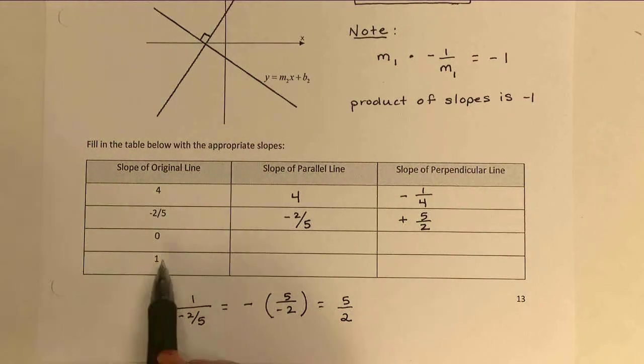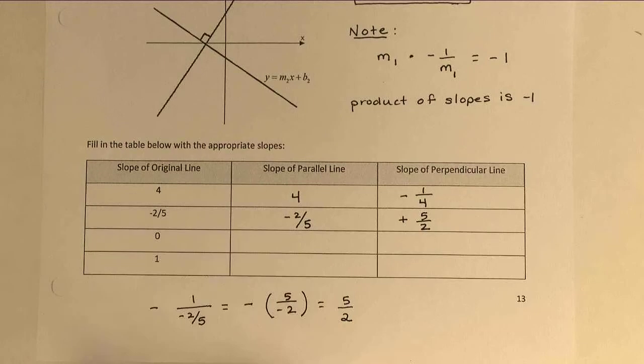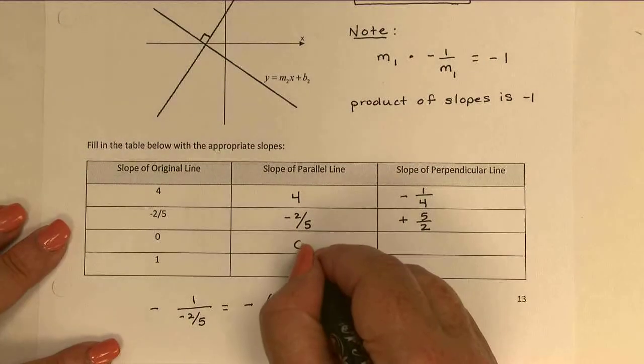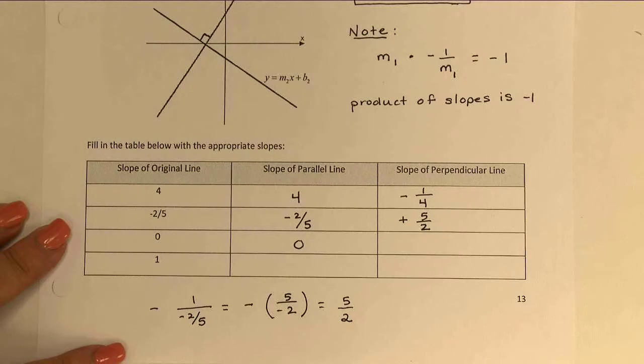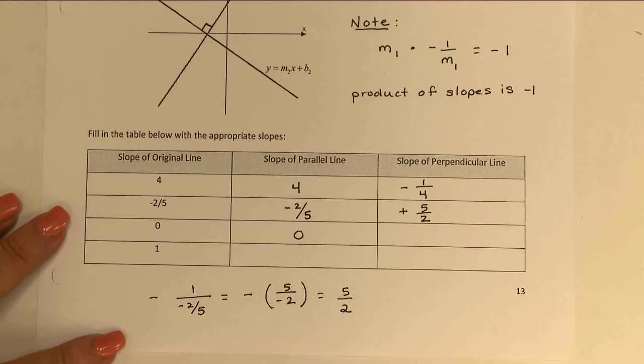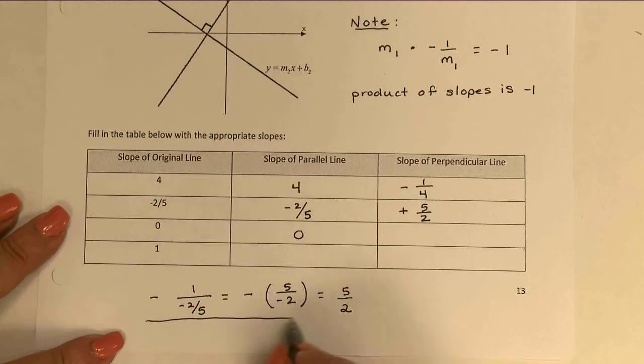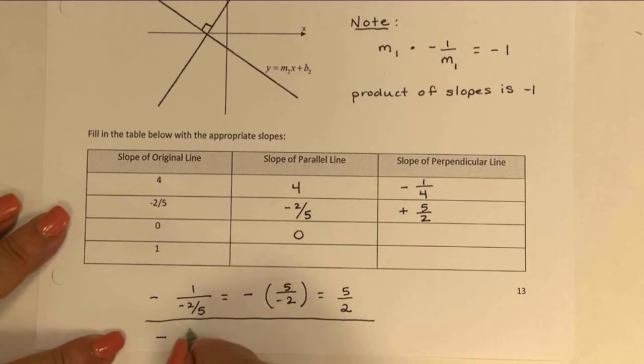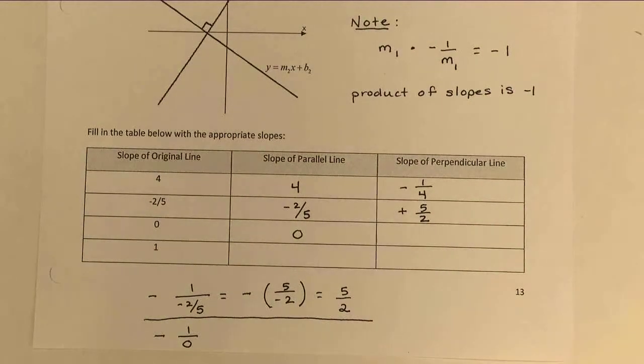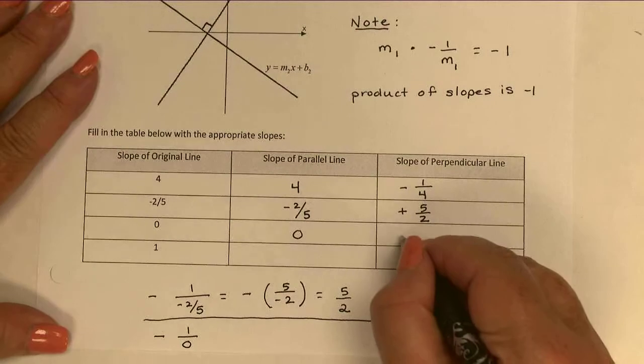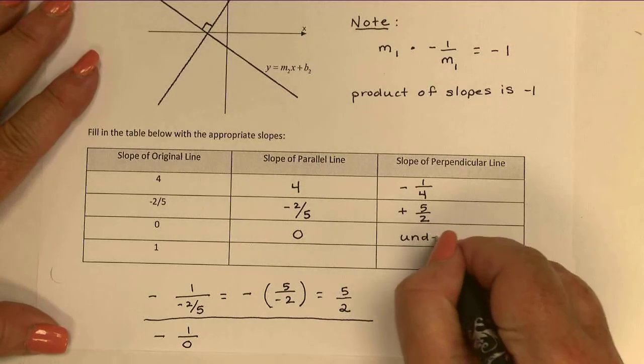All right, let's take a look at a line with a slope of 0. The parallel line will also have a slope of 0. But what happens when you try to take the opposite reciprocal of 0? Well, we're going to run into trouble. As soon as I take the reciprocal of 0, I've got that 0 on the bottom of my fraction again, and I know that's undefined. So the slope of the perpendicular line is undefined.